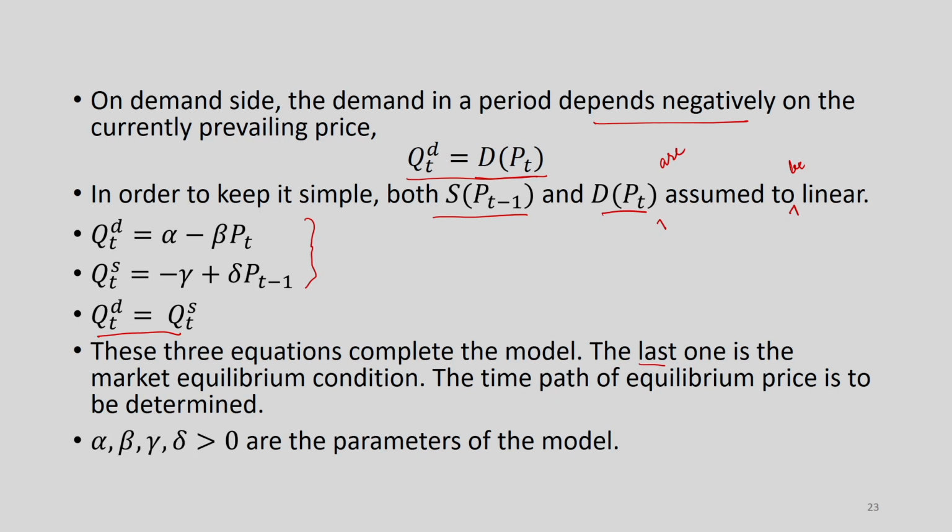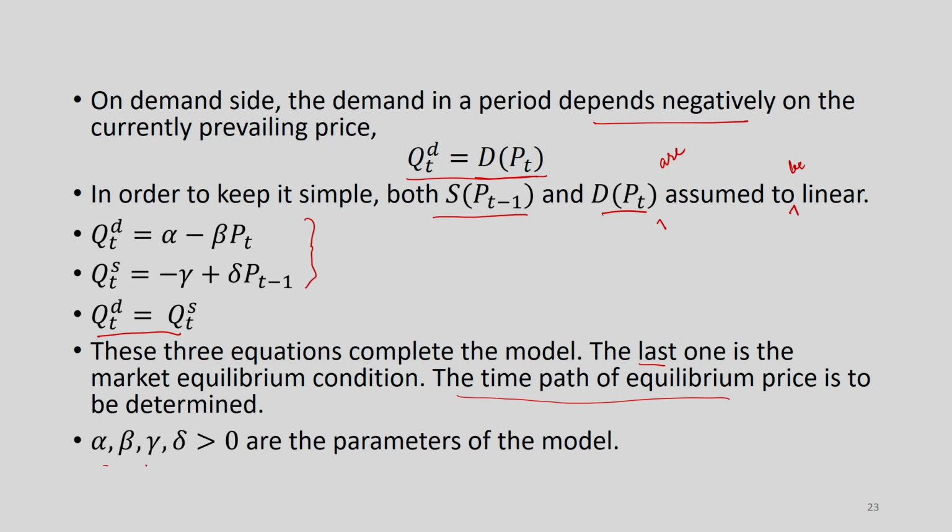We are assuming that in each period the demand should be equal to supply, that is in each period the equilibrium should prevail. What we want to find out is the time path of the equilibrium price. So, although the market is in equilibrium in each period, how does this equilibrium price in the market behave over time? That is what we are after.